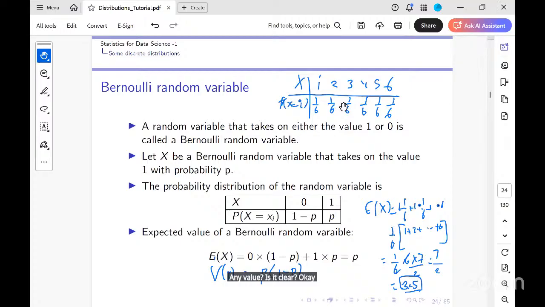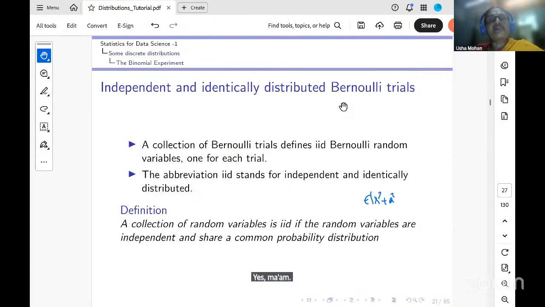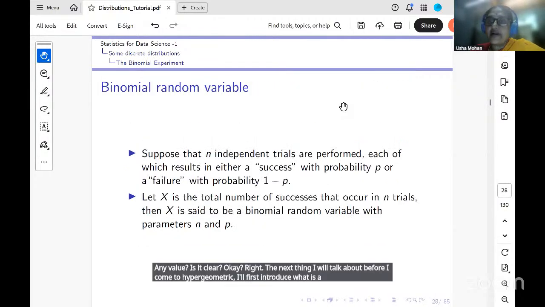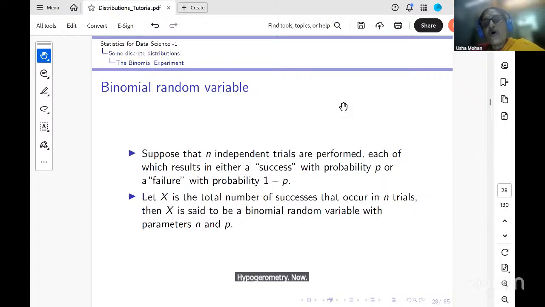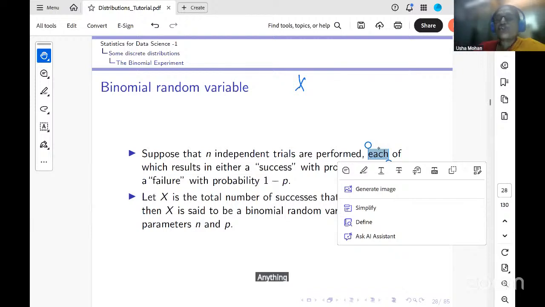Okay, right. The next thing I will talk about before I come to hypergeometric, I'll first introduce what a binomial random variable is, and then we'll come to hypergeometric. Now, I already said what a Bernoulli random variable is. A Bernoulli random variable is typically anything that has two outcomes.